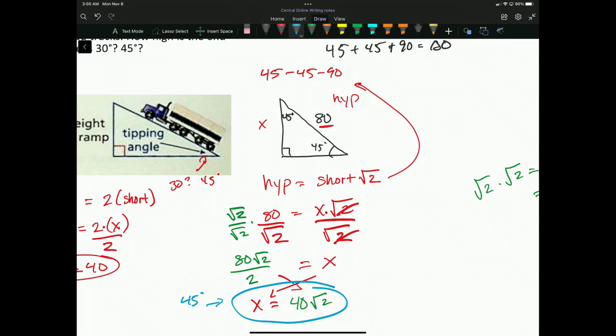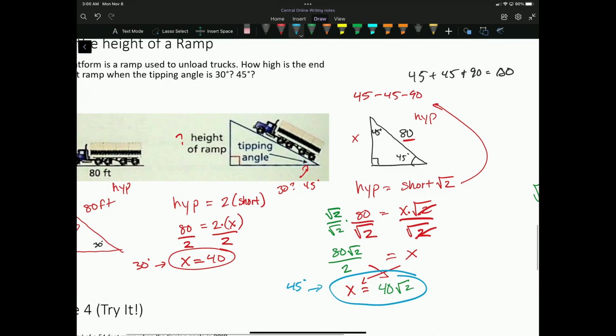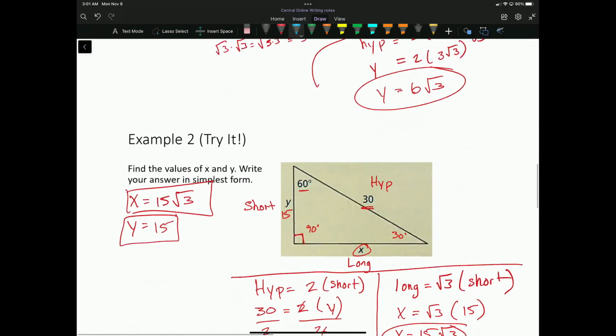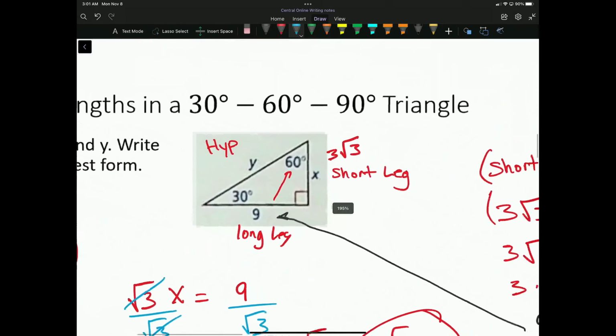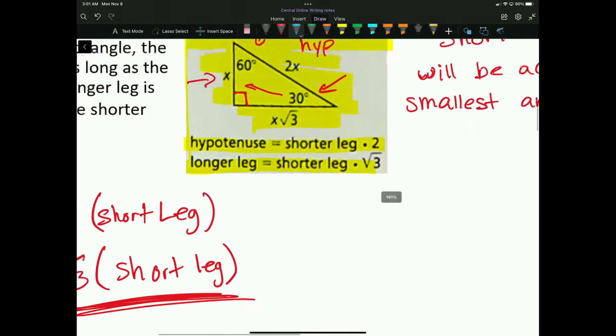Okay. All right, so make sure you have the two notes. Refer back to the notes from Friday. Make sure you have the formulas for 45, 45, 90, and you have the formulas for 30, 60, 90 degree triangles. I would highly recommend drawing the picture. So if you look back over here, make sure you draw this picture here. Have that in your notes somewhere.